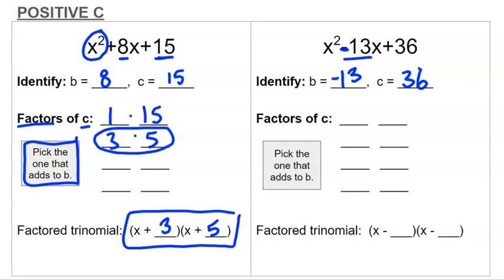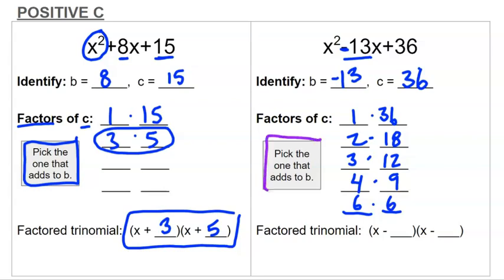So we are going to list out the factors of c. So we've got 1 times 36, 2 times 18, 3 times 12, 4 times 9, and didn't give us enough blanks. 6 times 6 is also a factor. Now we need to pick the one that adds to b.